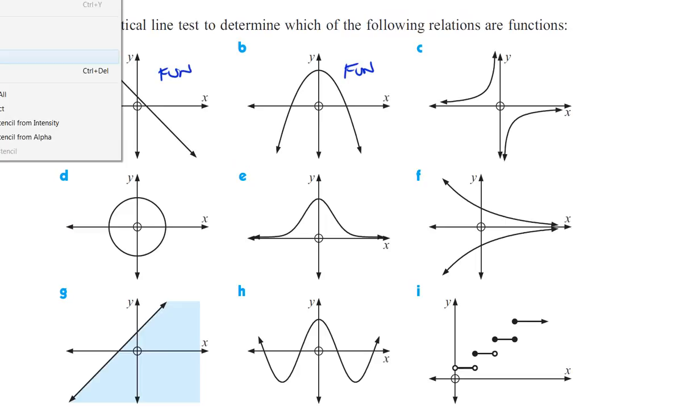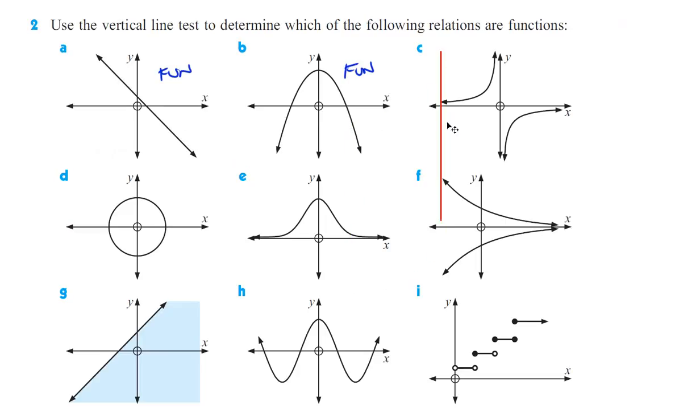Bring in our vertical line back. Again, looking at just this one here, it's not hitting. Right now, it's jumping down to this bottom one, but it's still not hitting 2 points on the same vertical line. So this one is still a function. Okay, so this one is also a function.